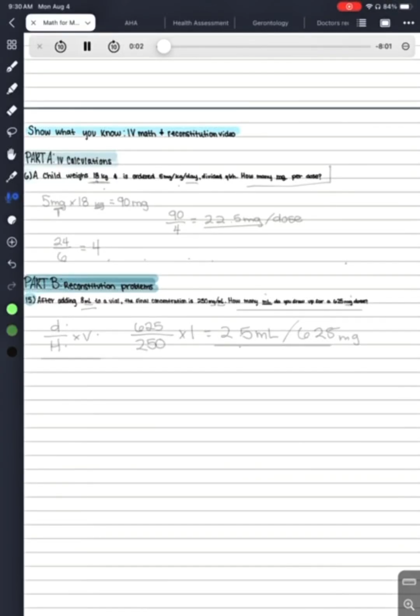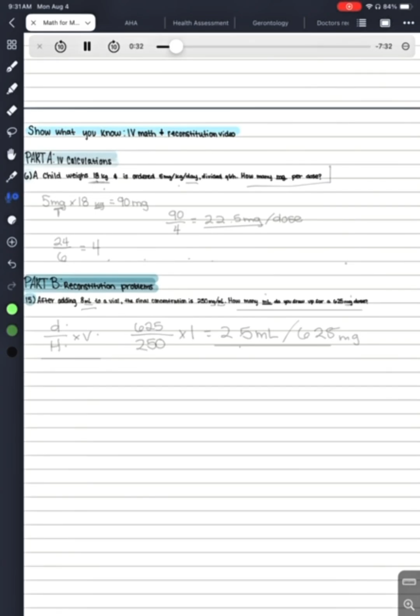So for part A, IV calculations, I'm doing number 6. A child weighs 18 kilograms and is ordered 5 milligrams per kilogram per day, divided every 6 hours. And I'm going to be calculating how many milligrams per dose. So first, I'm going to calculate the total daily dose, the total daily amount of medication to be given. But it is divided every 6 hours.